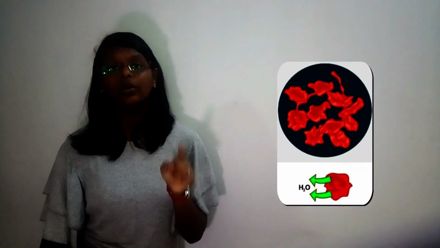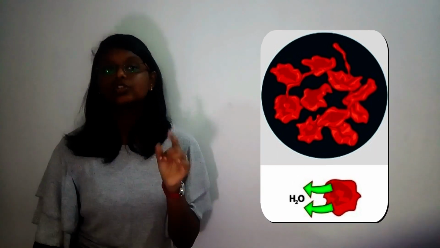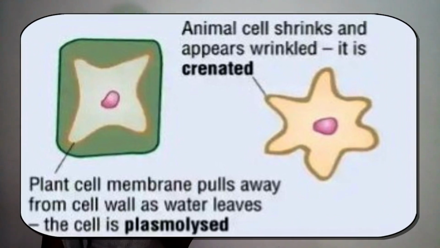What if the sugar solution has a lower water potential than inside the cell? If that is the case, by osmosis, the water leaves the cell, causing the cell to shrink. Is there any difference between animal cell and plant cell during this process? No, not at all. All the cells behave the same during this process.